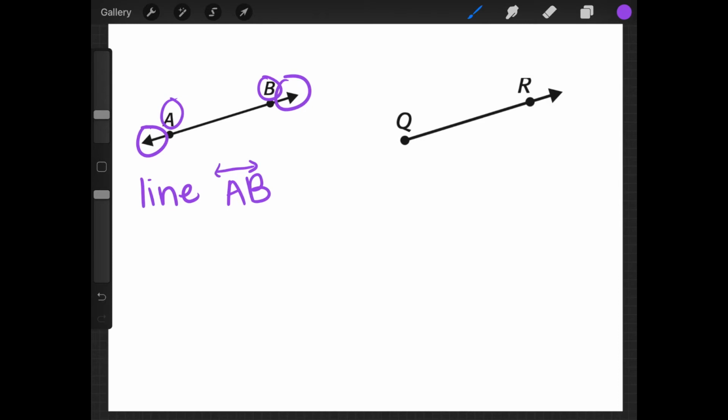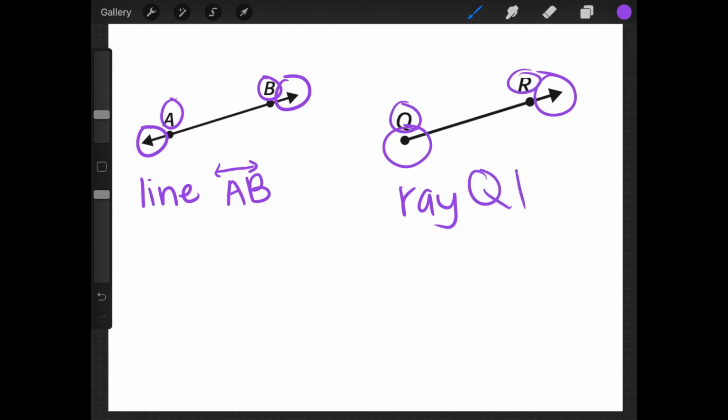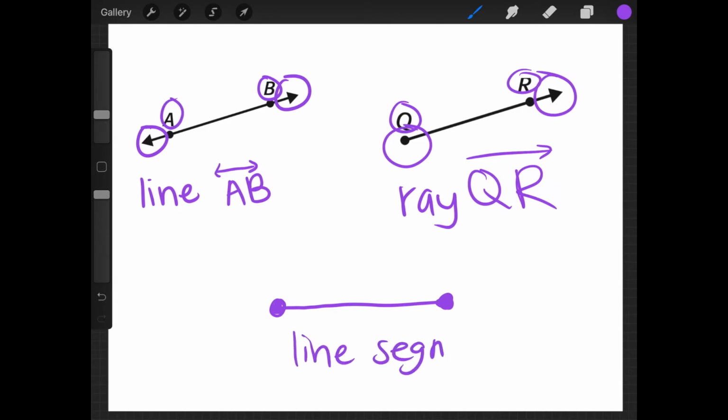All right, this next one has 1 endpoint and 1 arrow. So that means that it is a ray. So this one is going to be ray QR. And that is its name, ray QR. Now, what would it look like if it was a line segment? Well, it would have 1 dot, a line, and 1 dot. So we've got a line segment with no arrows, a line with 2 arrows, and a ray with 1 arrow.